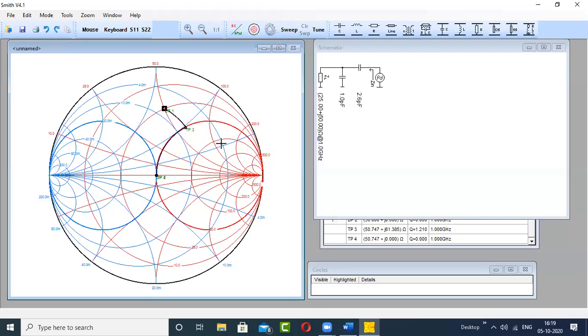If any queries there, you can ask. Calculation, then you can cross check your calculation.